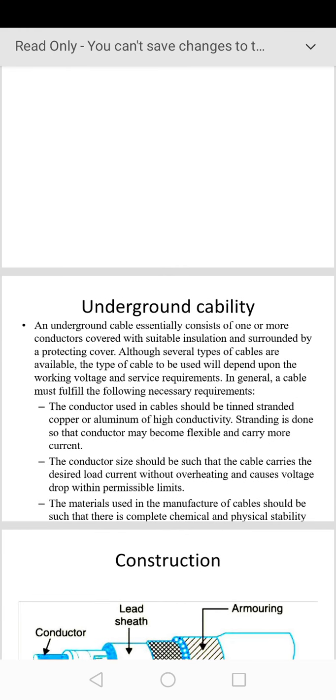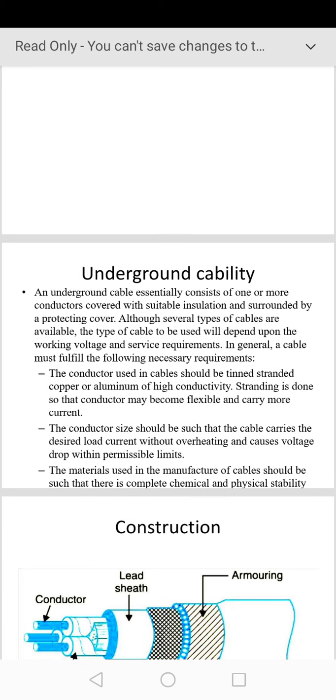The conductors used in cables should be tinned standard copper or high conductivity aluminum. Tinning is done so that the conductor may become flexible and carry more current. The conductor size should be such that the cable carries the desired load current without overheating and causes voltage drop within permissible limits.